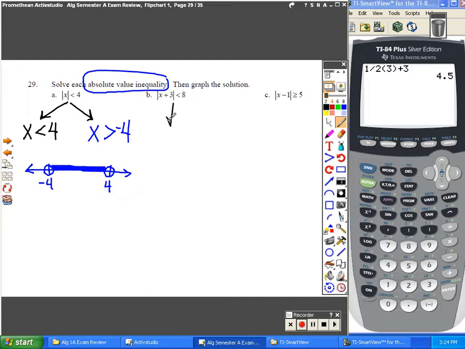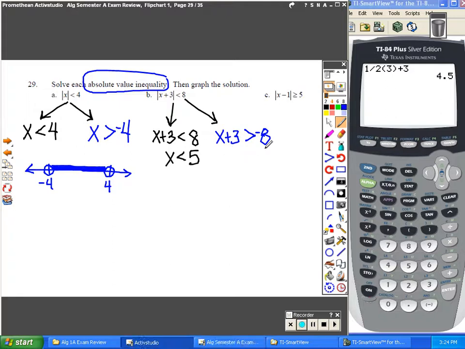We're going to split this. We're going to write it first straight: x plus 3 is less than 8. And then we're going to do the flip on the second one: x plus 3 is greater than negative 8. To solve this, we'll subtract 3 from both sides. Subtract 3, subtract 3. x is less than 5. Here we'll subtract 3 from both sides. x is greater than negative 11.